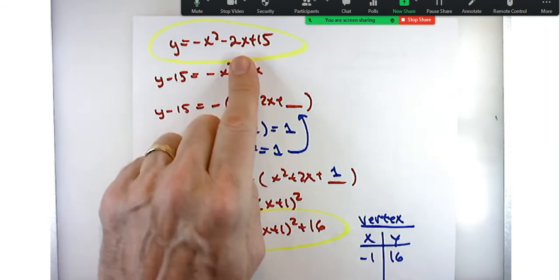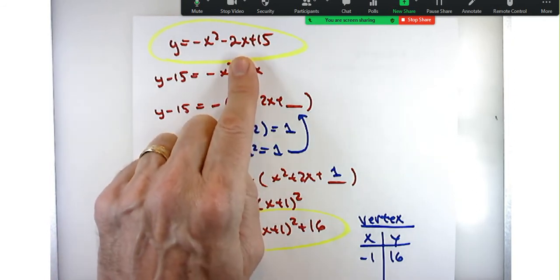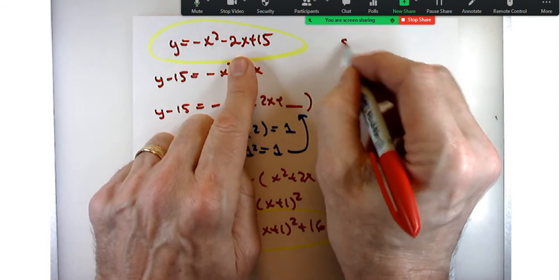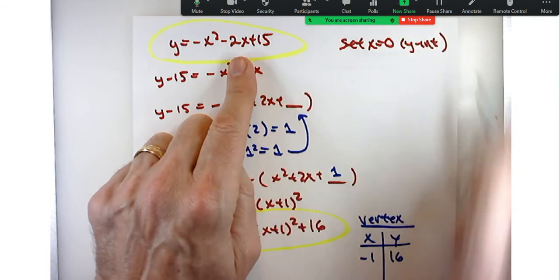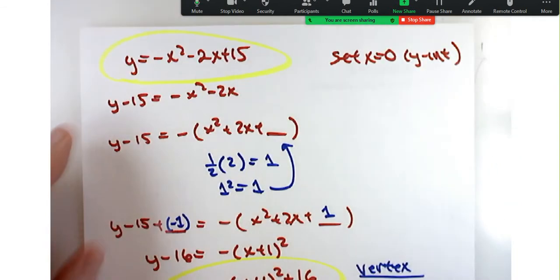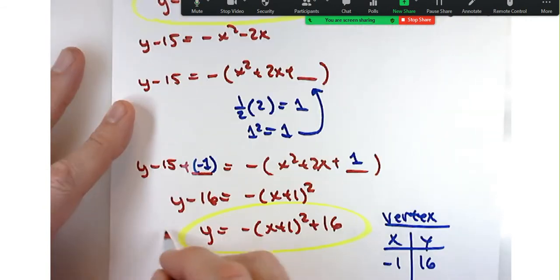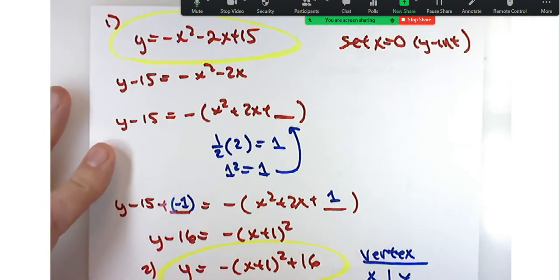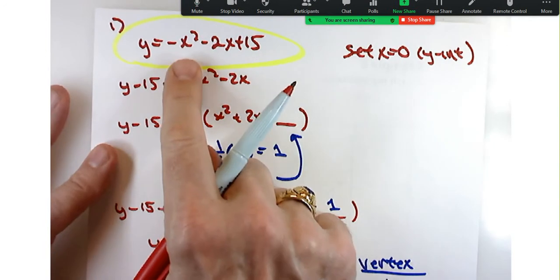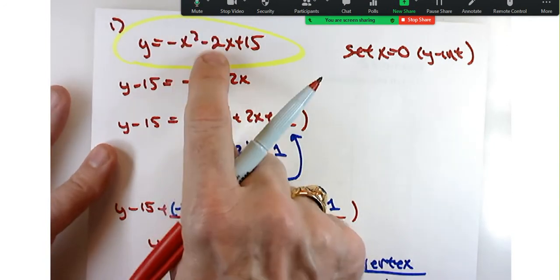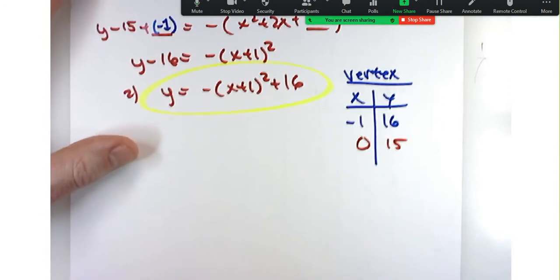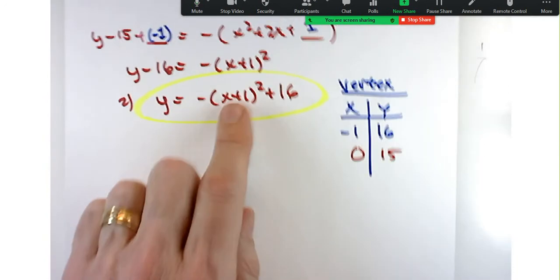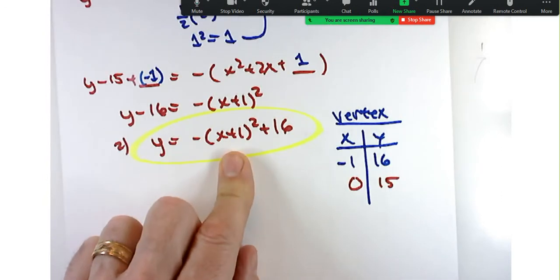In fact, for instance, if I had to find my y-intercept, you'd set x equal to 0. And that's going to be your y-intercept, where the graph crosses the y-axis. Is it going to be easier in the first equation or the second equation? I kind of like the first equation, because if you put x equals 0, that's gone, that's gone. You're just left with 15, right? So 0, 15, that'd be another point. But as far as finding the vertex, can't beat the second equation.